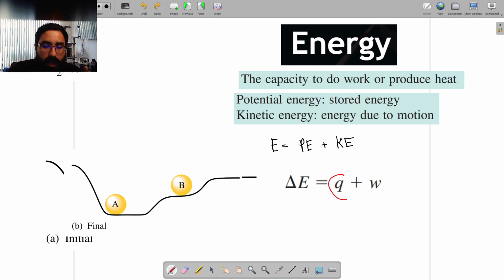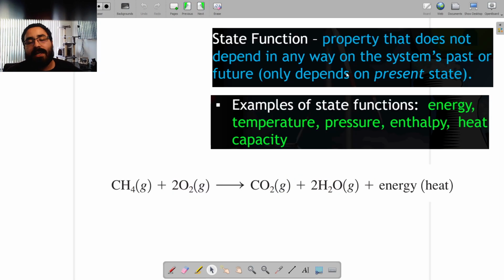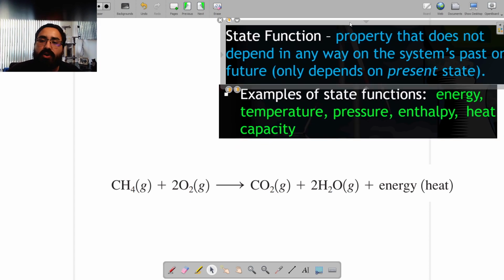So sometimes there's less heat that's released, but more work is done. But the change in energy is always the same, regardless of whether a lot of heat was lost or a lot of work was done. Either way, the change in energy is going to be the same always. This is a very important concept of a state function. It's a property of energy. A state function is a property that does not depend on the pathway. All right, so it's a property of an object that doesn't change depending on how you get there.